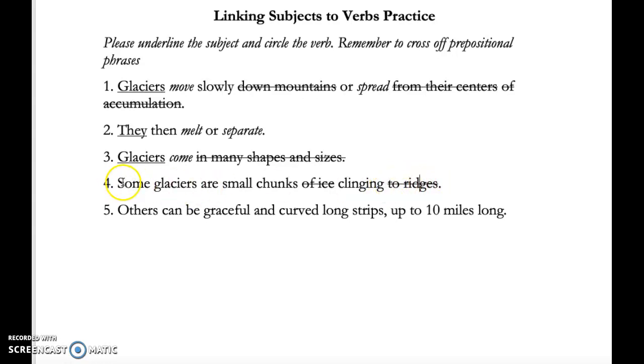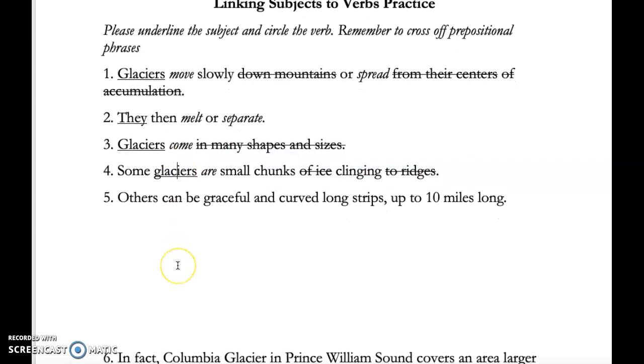Now I have some glaciers are small chunks clinging. Sounds kind of weird, but it does make sense. And in this case, once again, my subject is glaciers, and my verb is just this little r, right? Because this verb is linking a description of glaciers to glaciers.